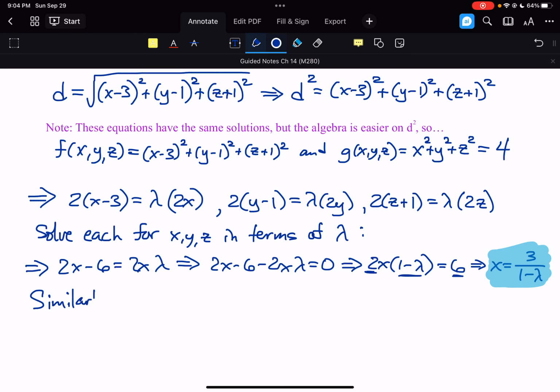So similarly, if we solve for y, we get 1 over (1 minus lambda). And z, we get negative 1 over (1 minus lambda).